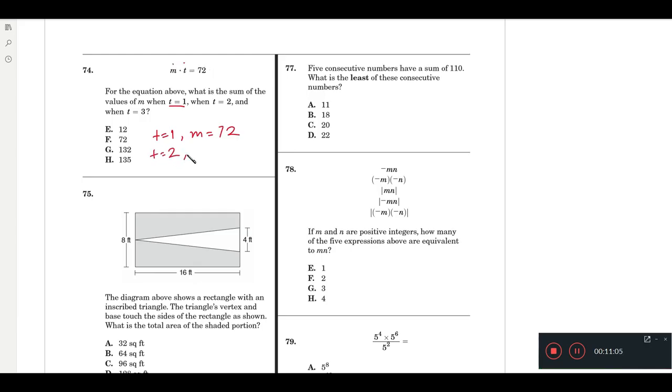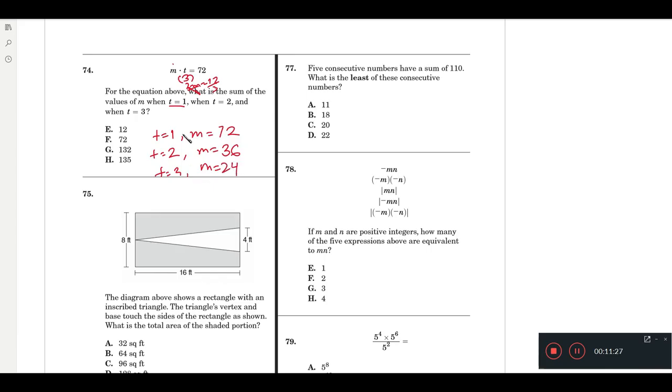If t is 2, what must m be? 2 times m is 2m equal to 72, and divide both sides by 2. So m must be 36. Now let's try if t is 3. So 3 times m is 3m equal to 72, and divide both sides by 3. You get m equal to 24.